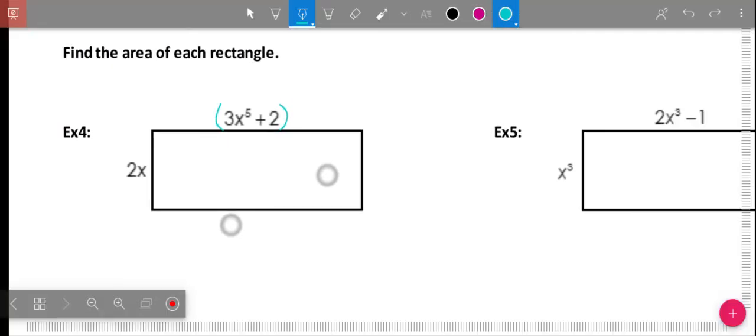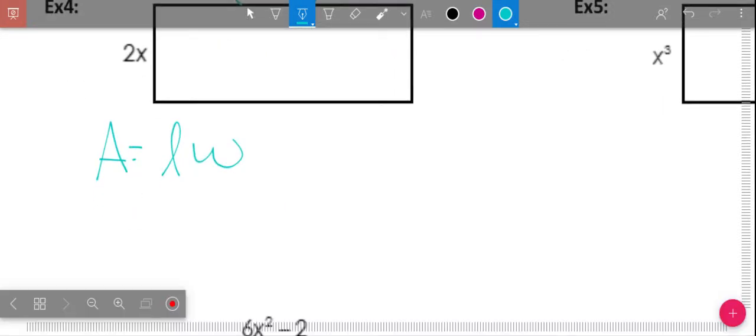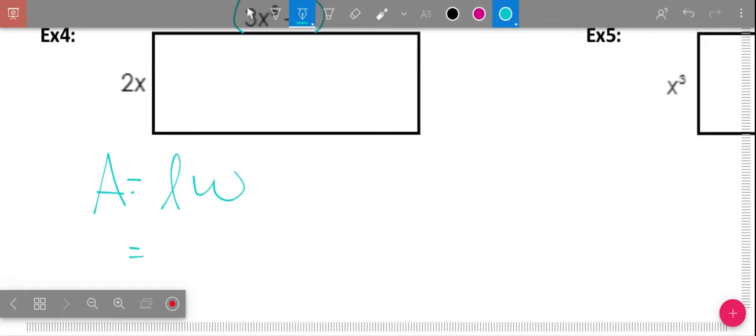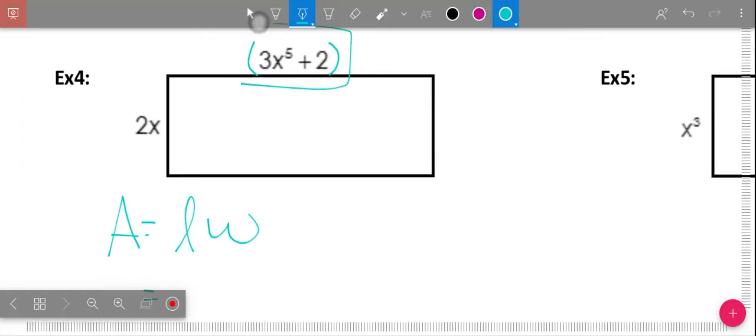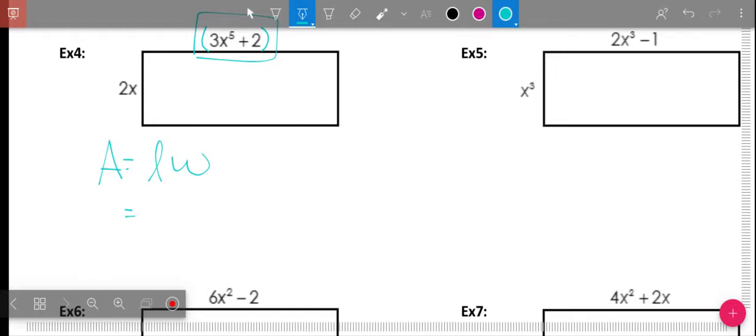So for these problems, we are finding the area of each rectangle. We're going to find the area of each rectangle. Well, how do we find the area of a rectangle? Hopefully someone over here knows that area is length times width. So our length is the long guy. So we got 3x to the 5th plus 2 times our width, which is just the 2x.